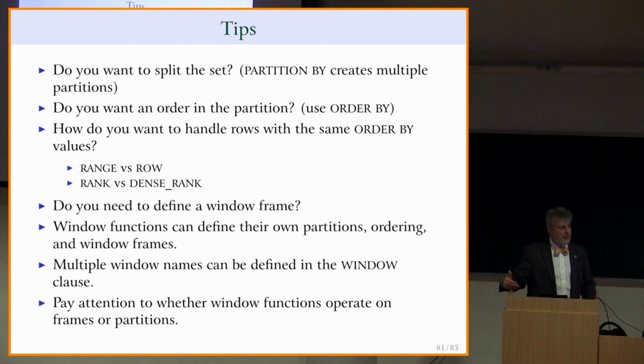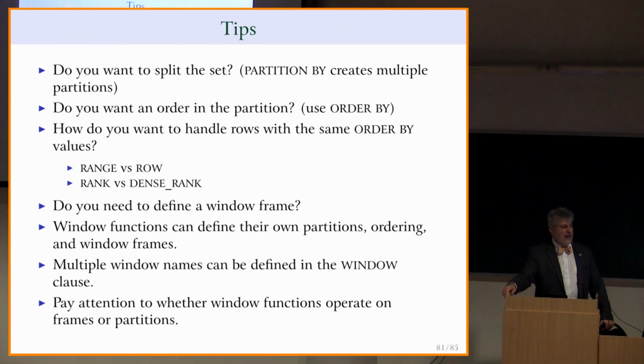First, are you going to want to use partitions? So you're going to want to split up your data. That's probably your first question. Secondly, is there some kind of ordering in that partition that you want to specify? Third, how do you want to handle rows with the same order by values? You really have to think about this. Do you want to use range mode or rows mode? And if you're using rank, do you want to use rank or dense rank? Because both of those relate to how you handle duplicate values in the same row.